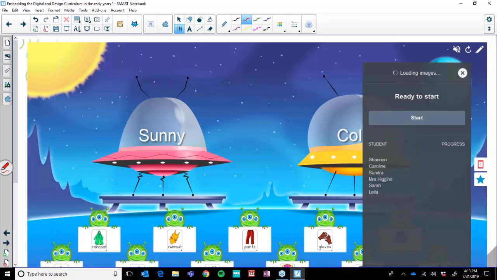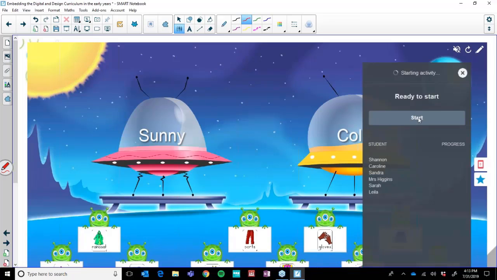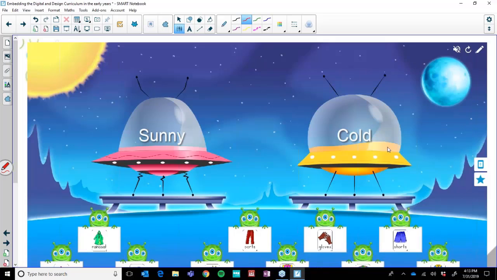But what they were doing was deciding whether they would wear the swimsuit in cold or the swimsuit in sunny. Now we played this as a whole class, and then I pushed it to their devices simply by pressing this iPad button and pressing start. So it's just connecting now. I think because we're running the Wi-Fi, my activation is coming a little bit slow because of my Wi-Fi connection. But it should be showing up on your screens now.